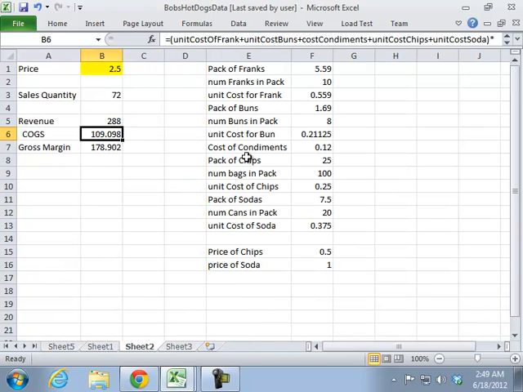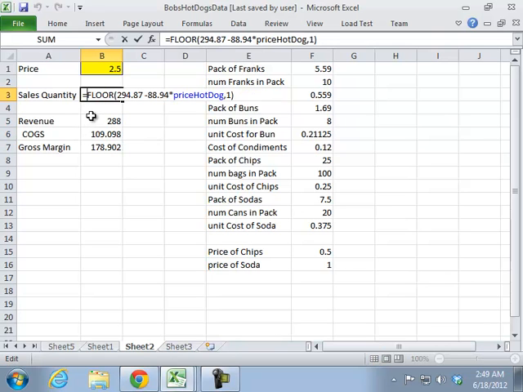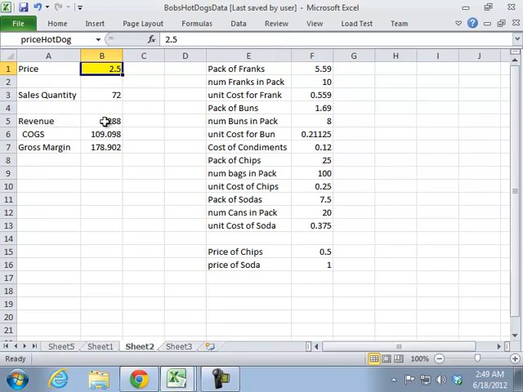So now I can go to my model. And my sales quantity is an equation, 294.87 minus 88.94 times the price of my hot dog, which is here. And the hot dog price is the one decision in this model. Now, as far as the data from the case, it talked about the fact that his hot dog is a ballpark frank, which comes from a pack of 10. His bun is a ballpark bun that comes from a pack of 8. That he puts condiments on it, and that he serves pretty much every hot dog that is sold. There's also a bag of chips that is sold and a canned soda that is sold.